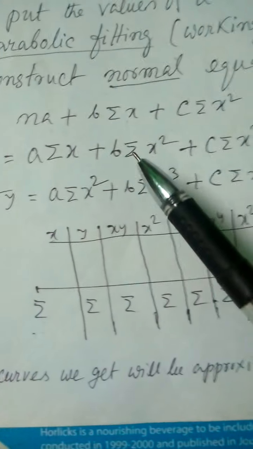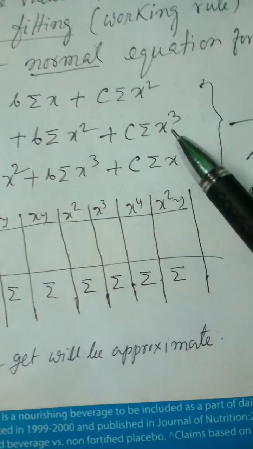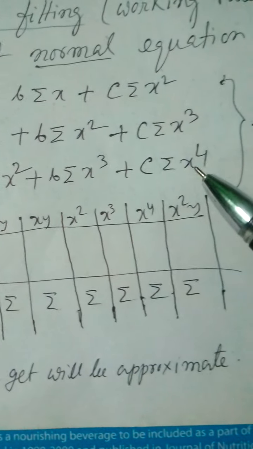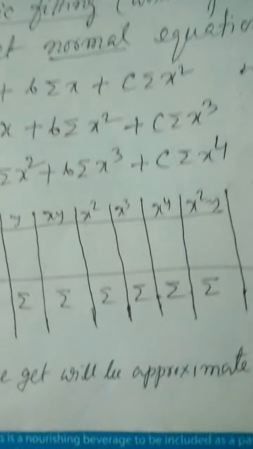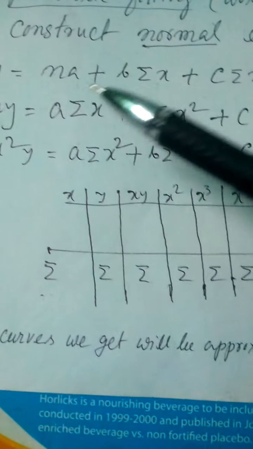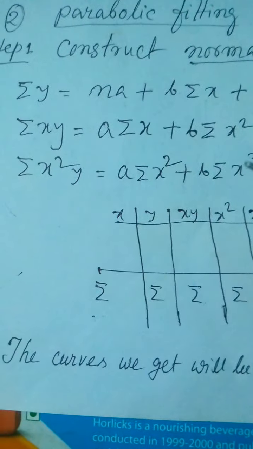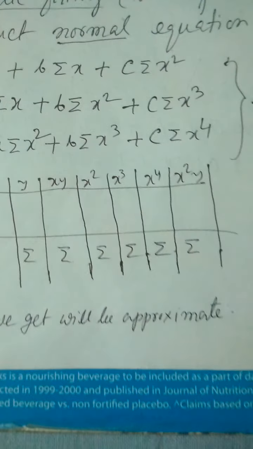This is equation 2, and you again multiply the given equation with x square. So this will be equation 3. There are 3 unknowns a, b, c and 3 equations, and these are linear equations, so you can solve them easily. And this is the table we have to do for parabola.